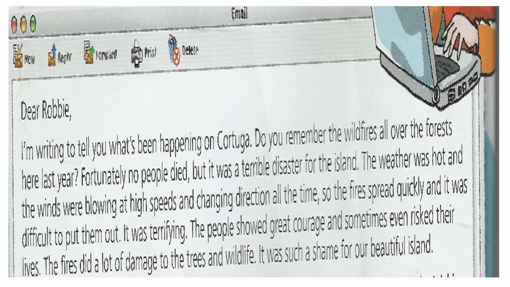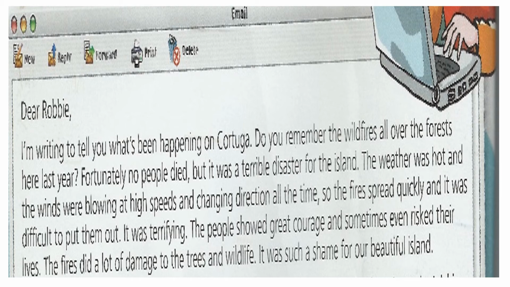Dear Robbie, I'm writing to tell you what's been happening on Cartuga. Do you remember the wildfires all over the forests here last year? Fortunately, no people died, but it was a terrible disaster for the island. The weather was hot, and the winds were blowing at high speeds and changing direction all the time. So the fire spread quickly, and it was difficult to put them out.